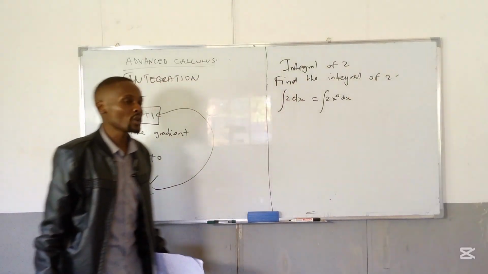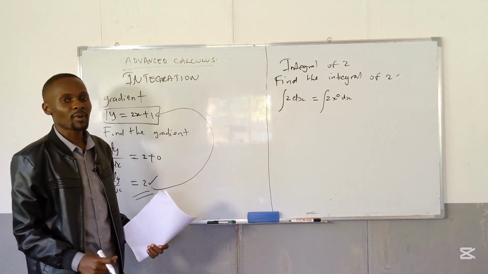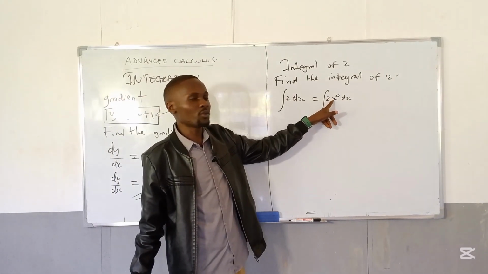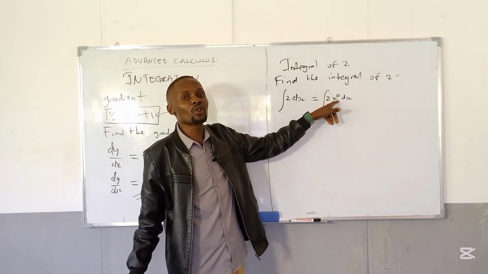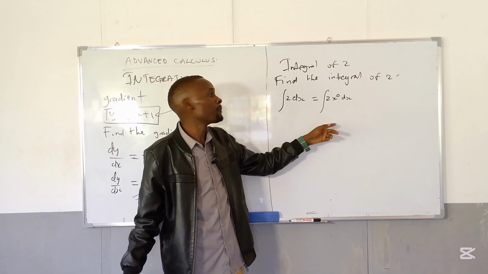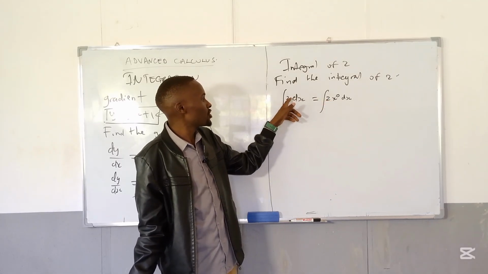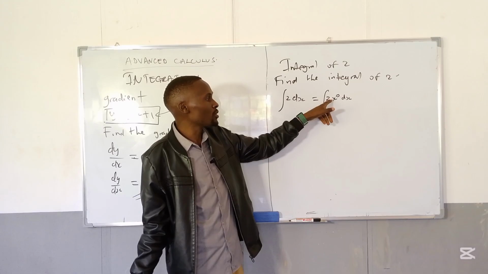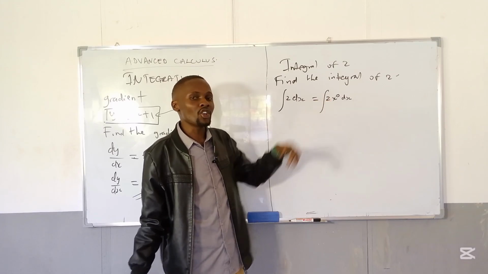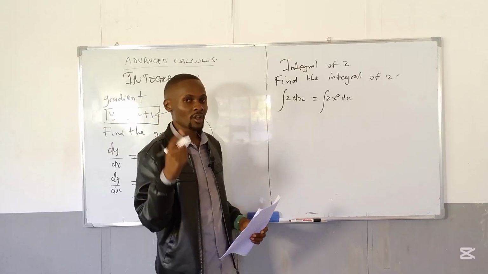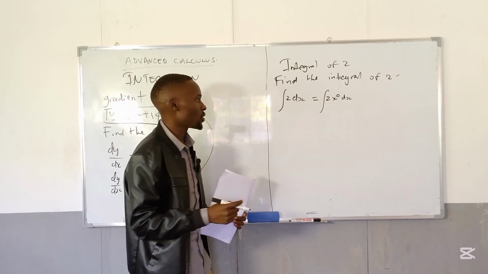Why do we say that 2 is the same as 2x power 0? Because any number power 0 equals 1. And that means x power 0 also is the same as 1. 2 times 1 is 2, okay? Here there is an invisible 1 whereby we are going to be using x power 0. We introduce our x power 0 because any number power 0 equals 1.